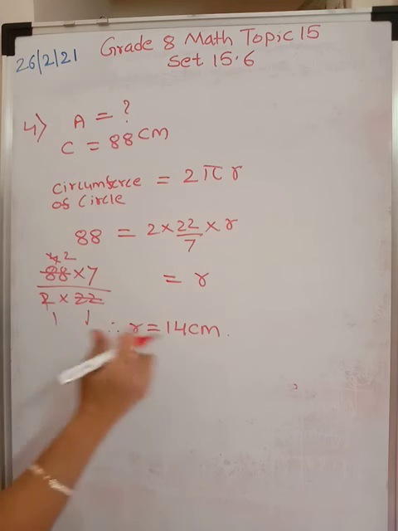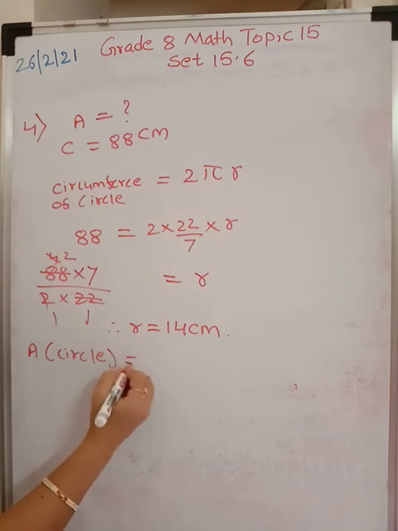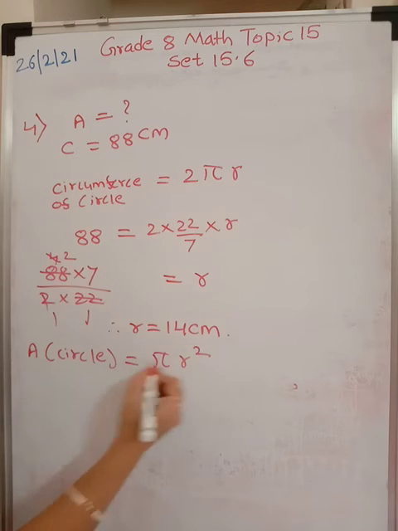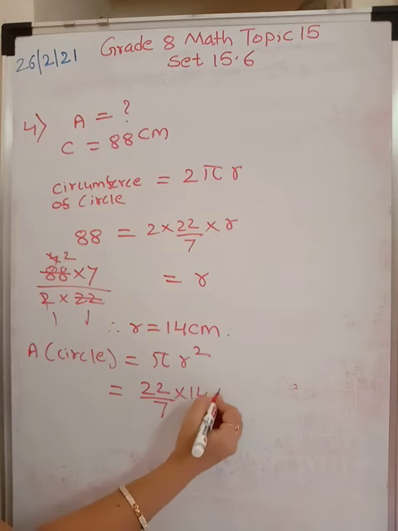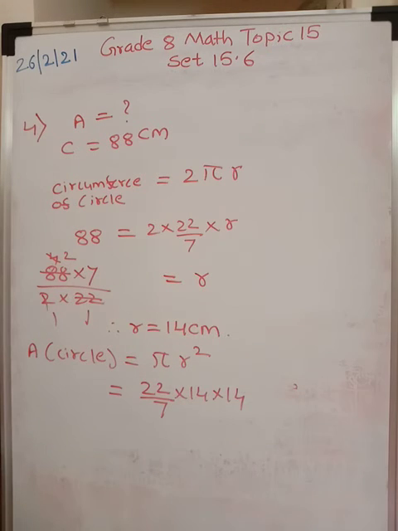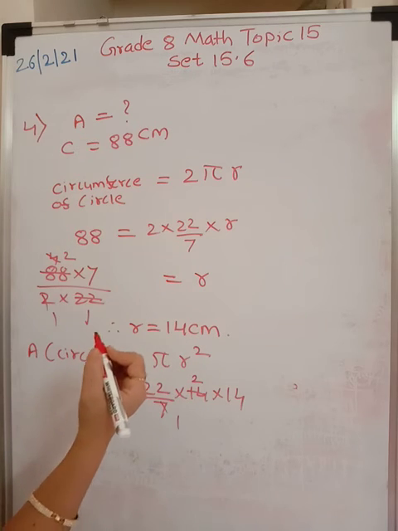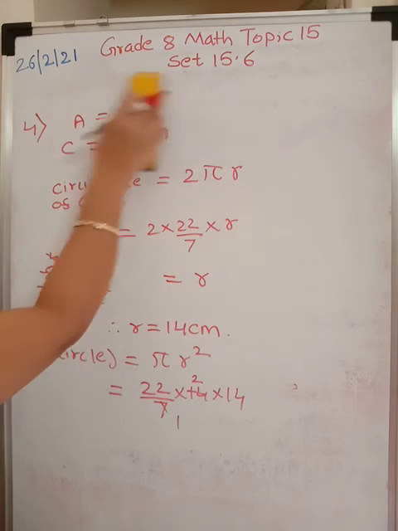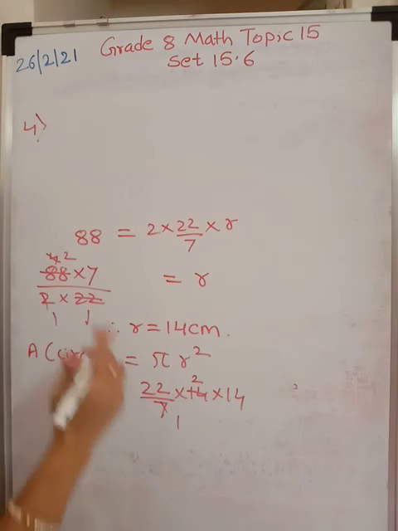Now once you got the radius, area of circle is equal to pi r square. So that is equal to 22 upon 7 into 14 into 14. Are you understanding? 7 ones are 7 and 7 twos are 14. So what do we have is, shall I erase this part? Pause the video and take it down.